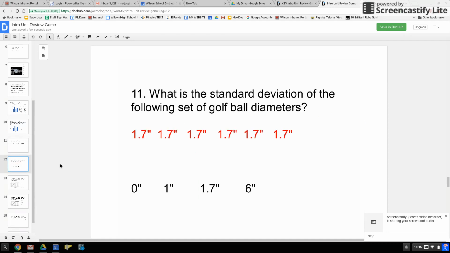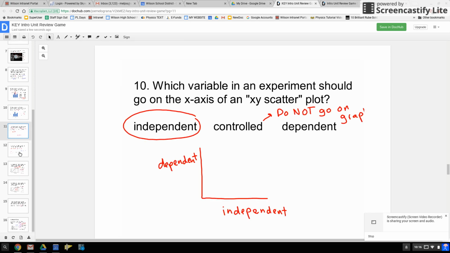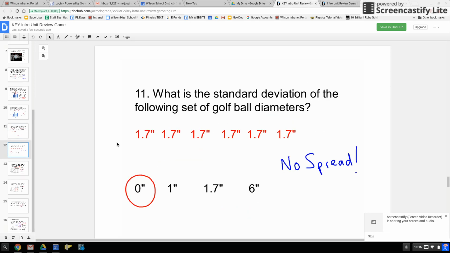Okay. What would be the standard deviation for the following set of golf ball diameters? Okay. It'd be 0, right? There's absolutely no spread in the data. All right, the mean would be 1.7 inches. All the data is exactly on that value, hence no spread, 0 standard deviation.